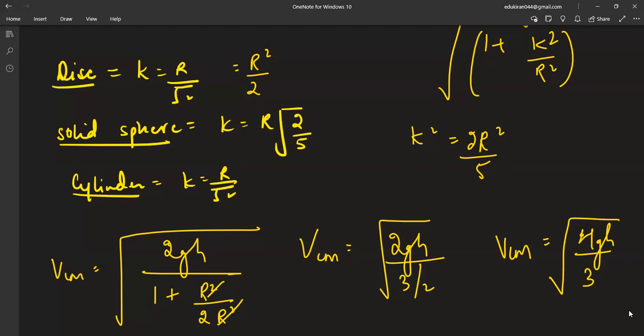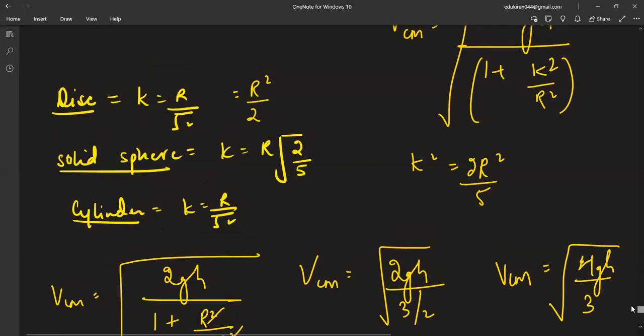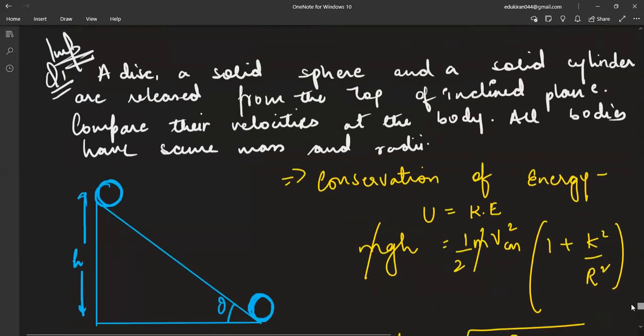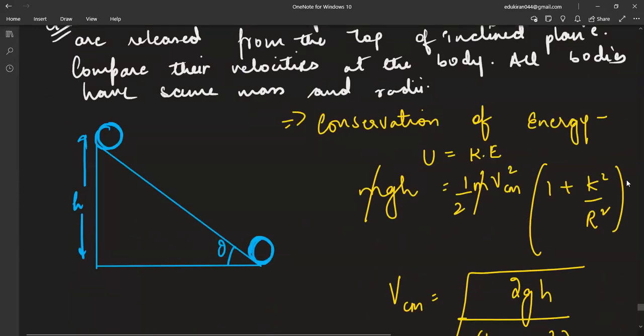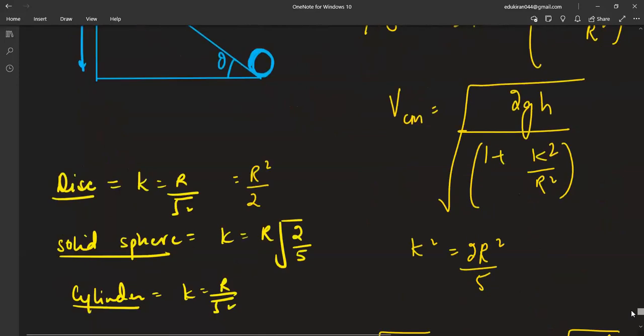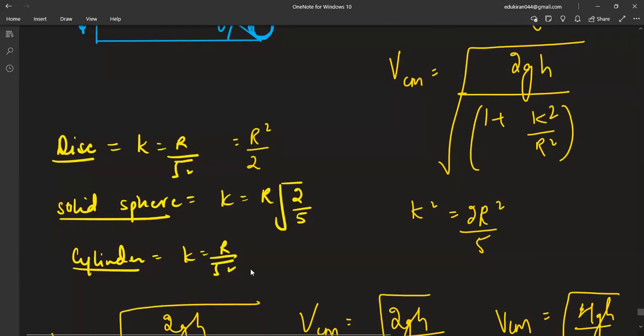For the cylinder, is it r by under root 2? Cylinder, if it's a solid cylinder, it would be r by root 2. These are all the solid figures. Solid sphere, solid cylinder. Solid cylinder's formula was similar to disk, no? So these are all the solid. Had it been hollow, then it would have been similar to mr square.